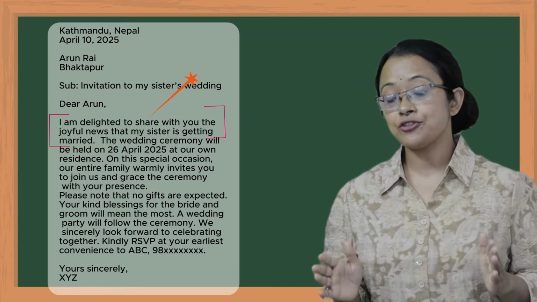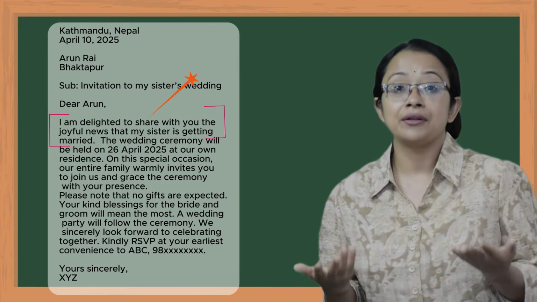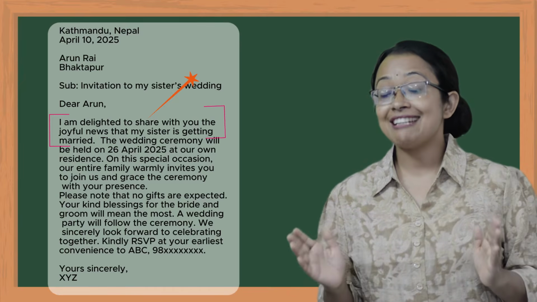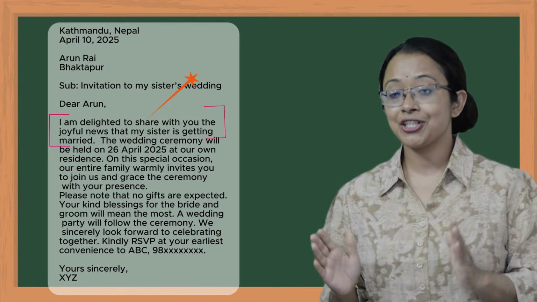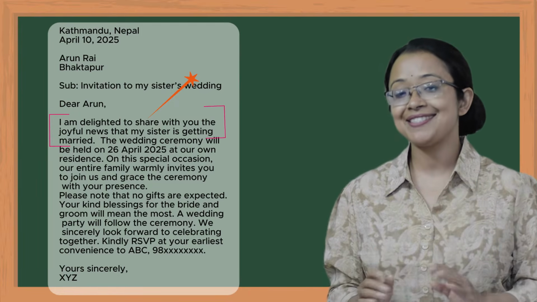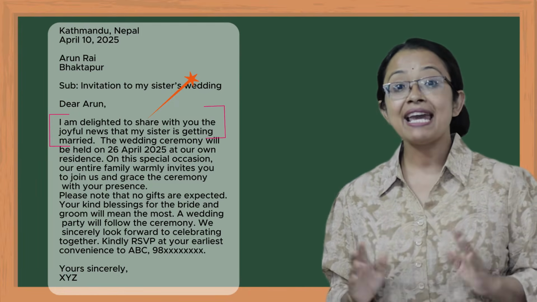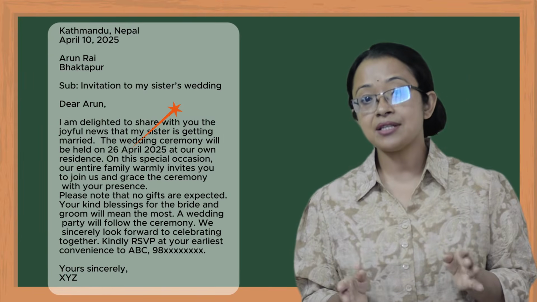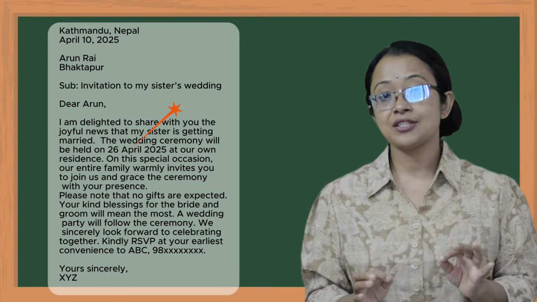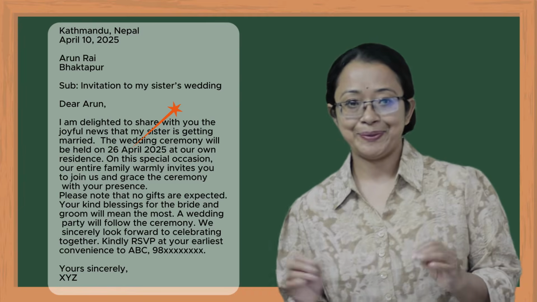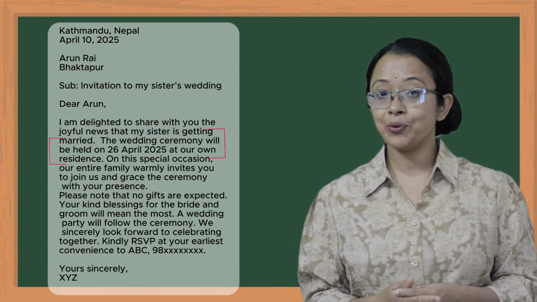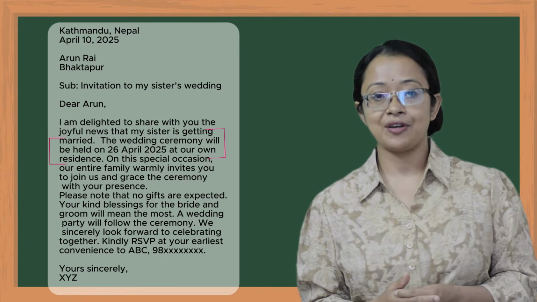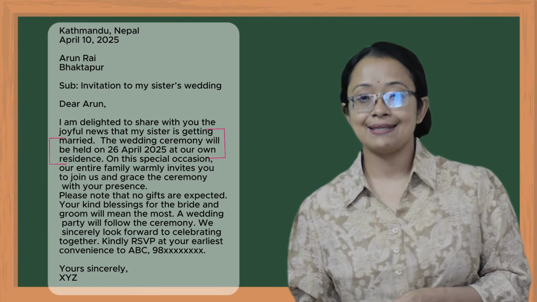The first line should show your excitement and how you are feeling to invite him or her. Let's start. I'm delighted to share with you the joyful news that my sister is getting married. See how excited the speaker is here? Now you have to mention when the wedding ceremony is going to happen and where. The wedding ceremony will be held on 26th April 2025 at our own residence.